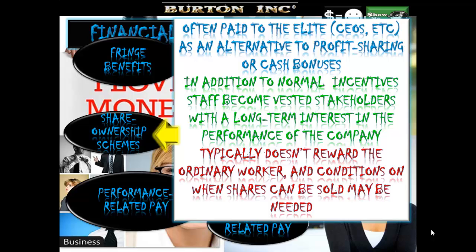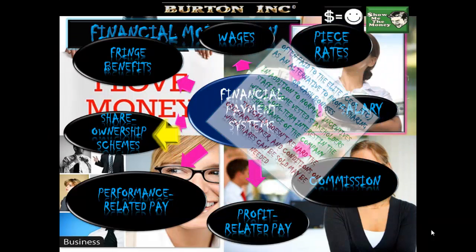Again, it typically doesn't reward the ordinary worker, and conditions on when shares can be sold may be needed. So your CEOs, board of directors, they may have to keep their shares. They won't be able to sell them for 3, 4, 5, 10 years.